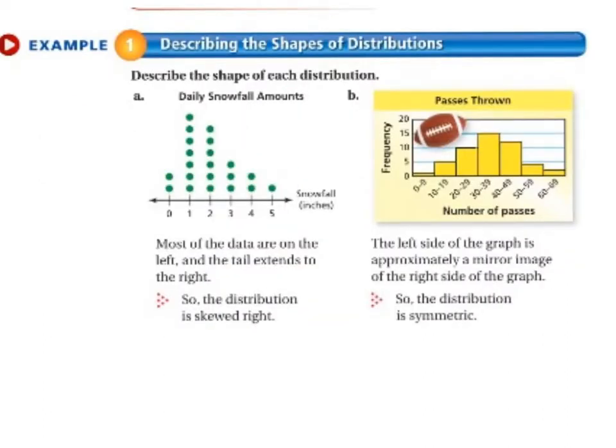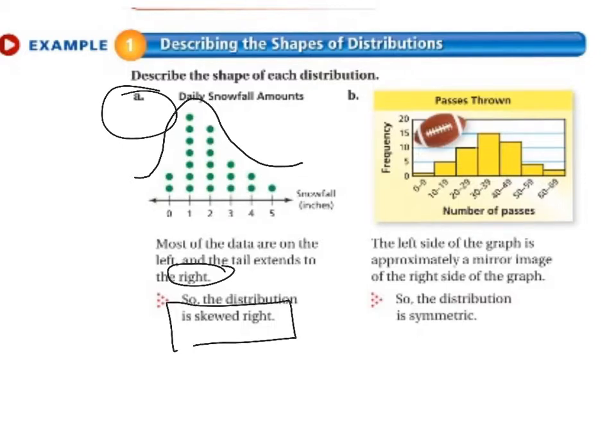Continuing on page 452 with example 1, it says, describing the shapes of distributions. We're asked to describe the shape of each distribution. Let's look at letter A, where we have the daily snowfall amounts, and we have a dot plot. So it says, if we look at the shape of the distribution, we can see that most of the data are on the left, and the tail extends to the right. So the distribution is skewed right.